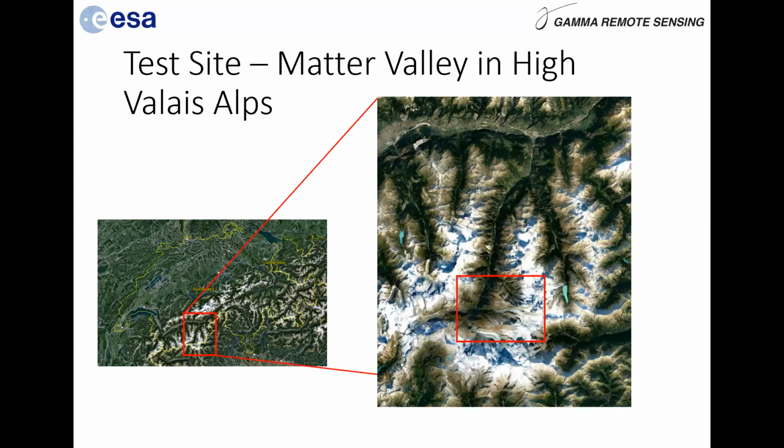Our test site in the high Valais Alps is located as shown here, in southern Switzerland and bordering on Italy. The area comprises the Matter and Saas valleys, which run roughly north-south and perpendicular to the main Rhone Valley of the Canton Valais. A smaller area of interest within this test site is the region around the Findel Glacier as indicated in the red box on the right, which we will look at in more detail in this presentation.